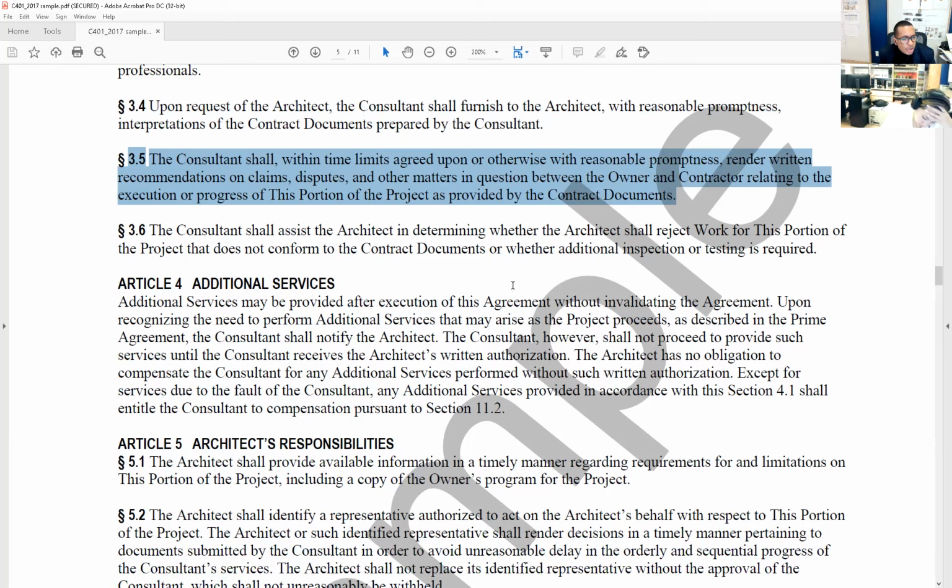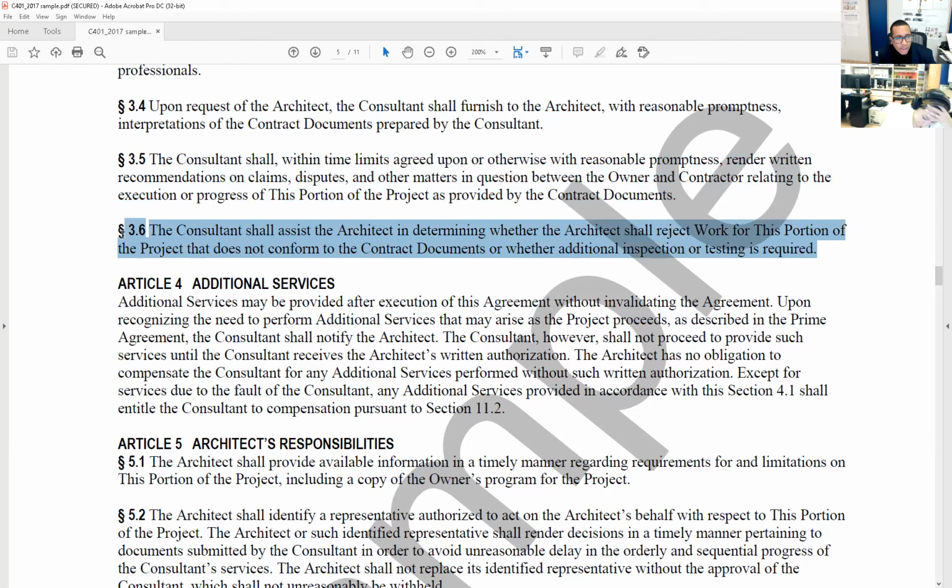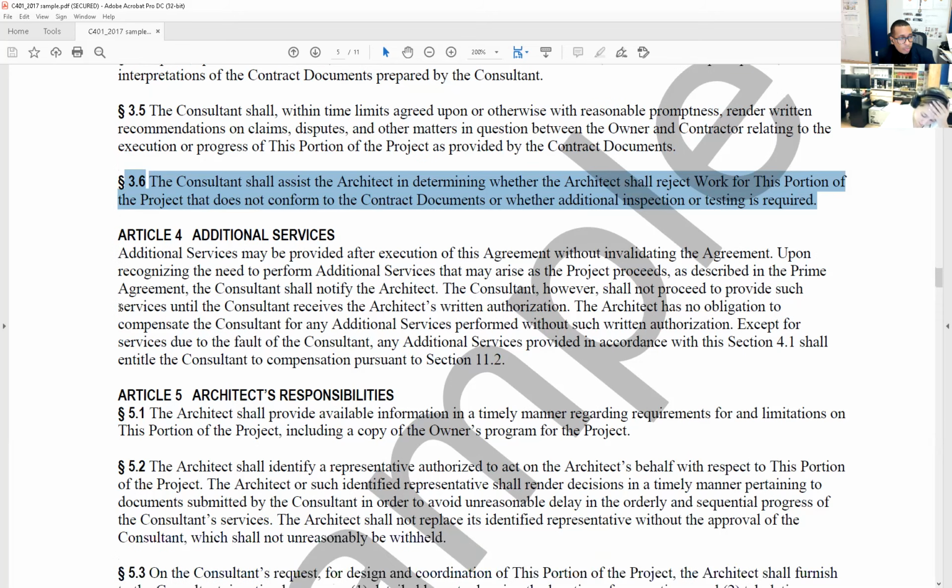Then section 3.6, the consultant shall assist the architect in determining whether the architect shall reject work for this portion of the project that does not conform to the contract documents, or whether additional inspection or testing is required. They may reject their work, just like we architects reject some portions of the work that are not in conformance with the contract documents. And by the way, the owner could actually accept that non-conforming work, right? They can say, yeah, I will keep it. Does not mean that the building inspector will let it in, but that can happen, all right?